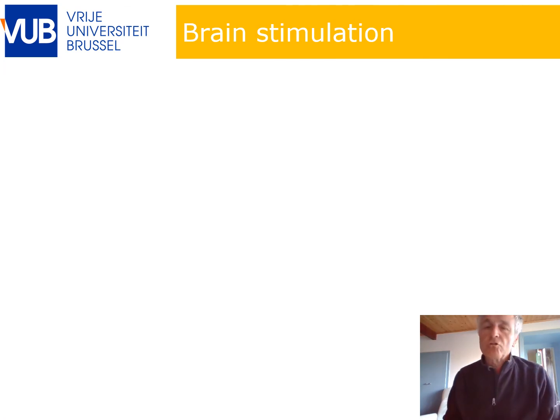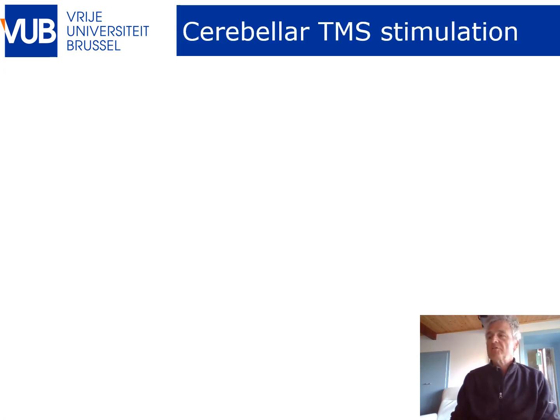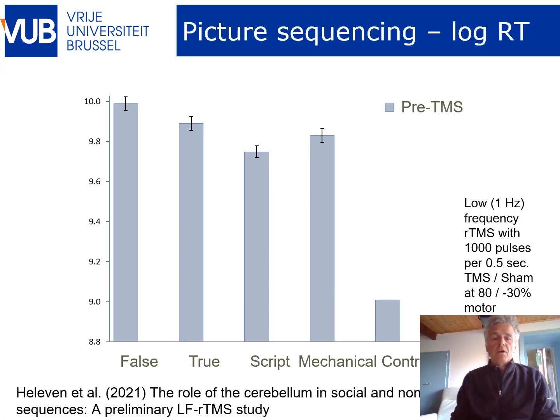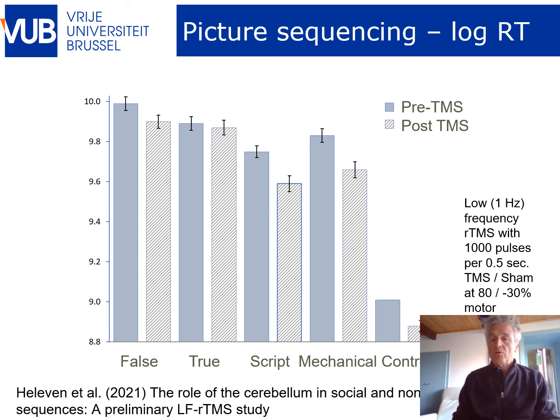And as a final step, I want to show you some results of a study in our lab on brain stimulation. We stimulated the cerebellum with TMS, transcranial magnetic stimulation, as shown here. And we again used the picture sequencing task to see whether there was any improvement before and after that stimulation with healthy participants. Okay, here you see the results of the different types of items that we provided to the participants. And here is the duration, so the response times before TMS. This is after TMS. And as you can see, they're all shorter.